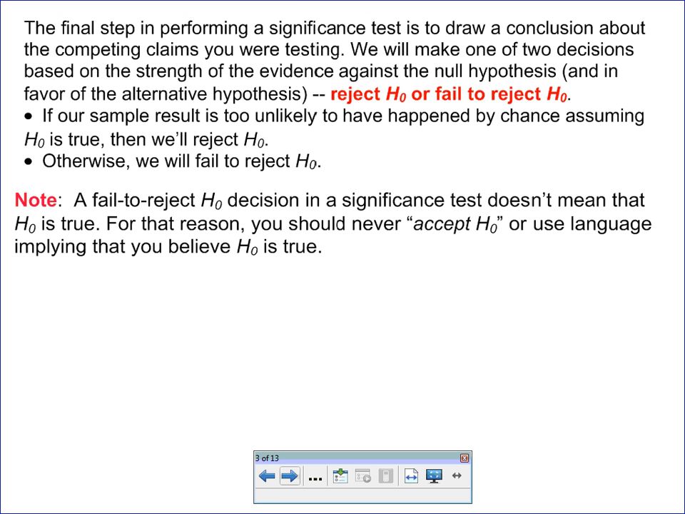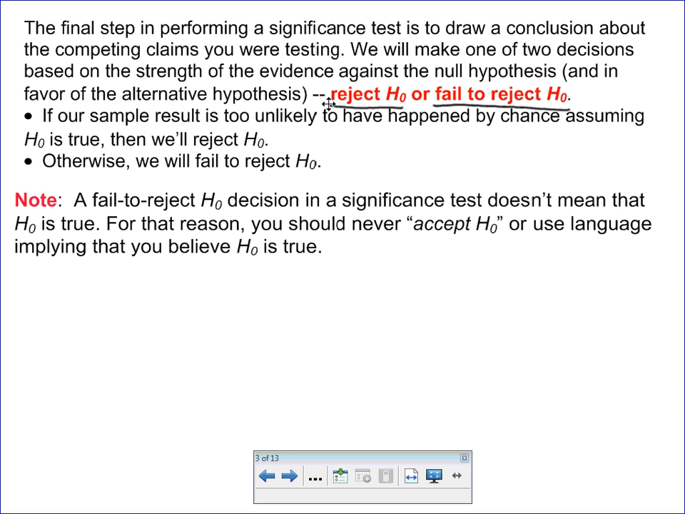So when we get done, we're going to make a decision. And we're going to either reject the null hypothesis or fail to reject the null hypothesis. And that's going to be based off that p-value. And so if our sample result is too unlikely to have happened by chance, with the assumption that H naught is true, then we'll reject the H naught. We'll say, hey, the null hypothesis must be false because it's so unlikely that we would get this result if the null hypothesis was true.